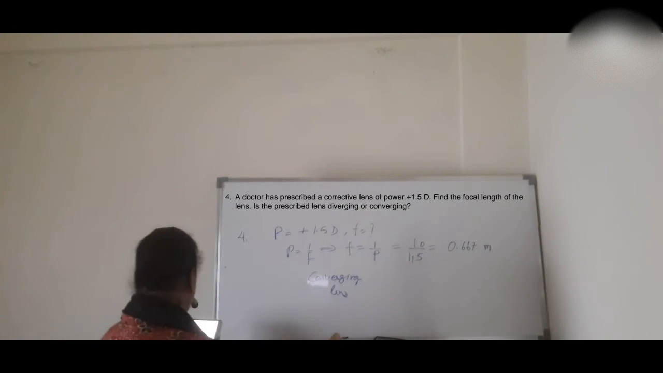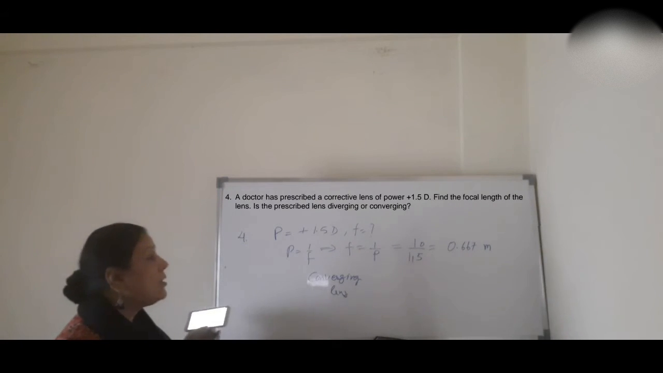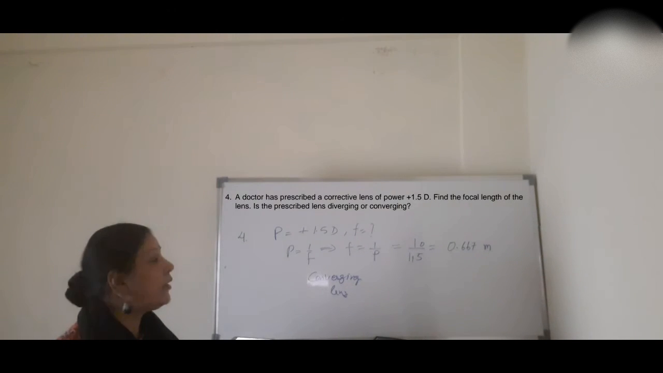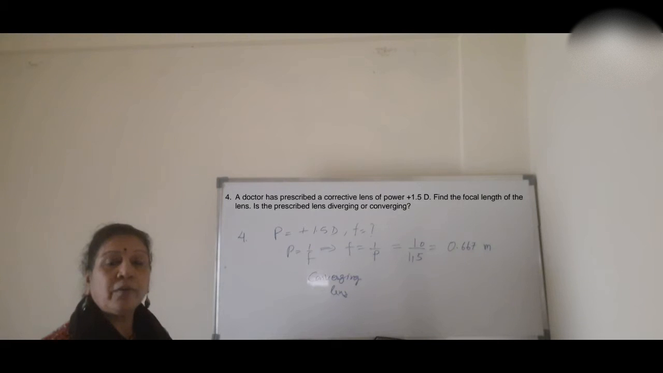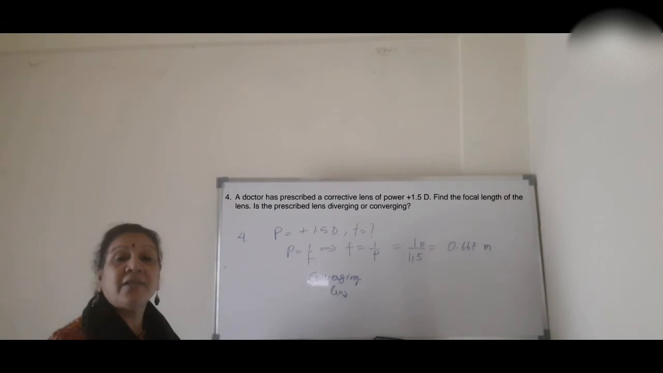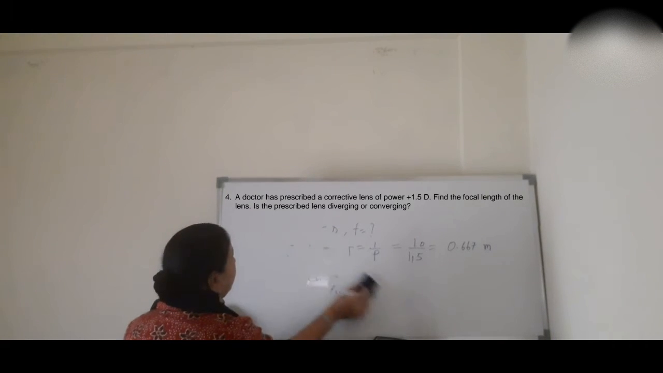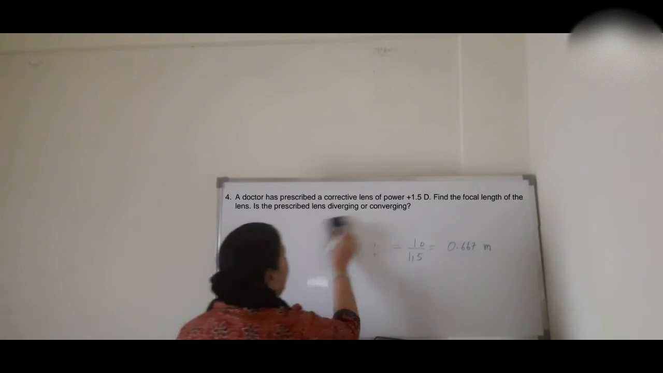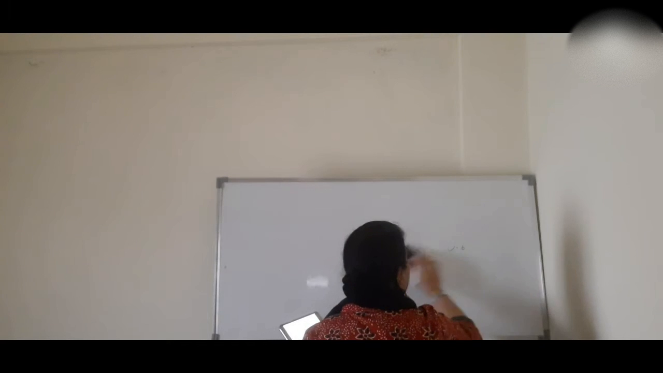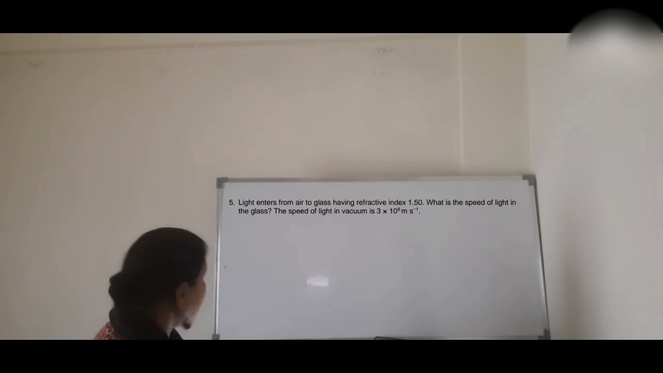Now I hope it's clear to you. Same formula we are using, P is equal to 1 upon F or F is equal to 1 upon P. If F is in meters, we take 1 upon F. If F is in centimeters, we take 100 upon F. That is the only difference in the formula between meters and centimeters.